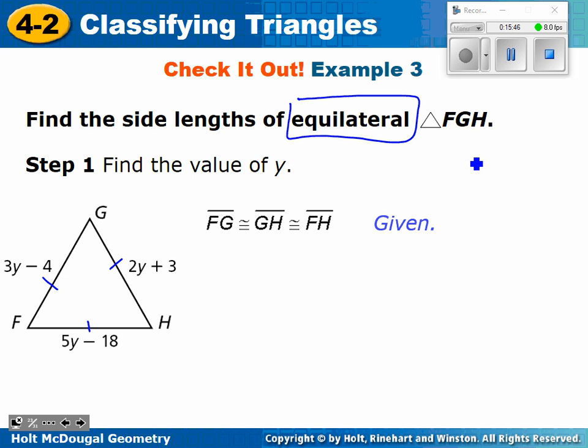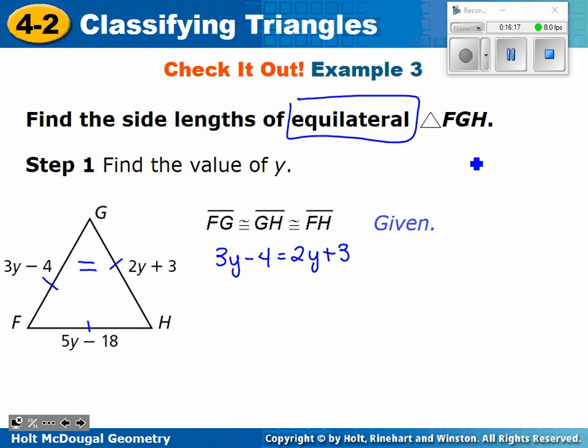We just need to solve for y by setting two of them equal to each other. It doesn't matter which two. You could pick the left and bottom. You could pick the right and bottom. It does not matter. You could pick the left and right. Which ones do you guys want to set equal? Okay, so the 3y and the 2y? Okay, so we'll set these equal to each other. 3y minus 4 equals 2y plus 3. What do we want to do from there?